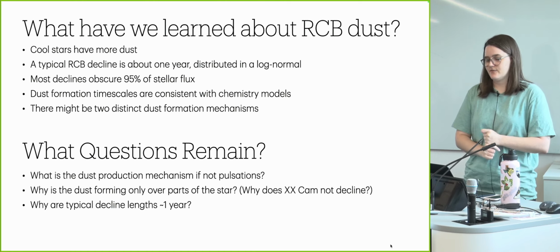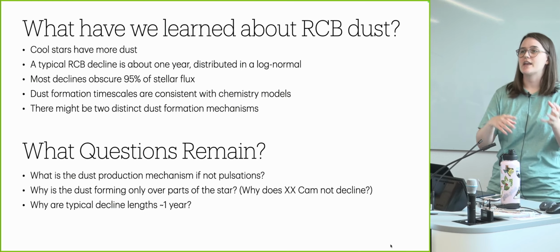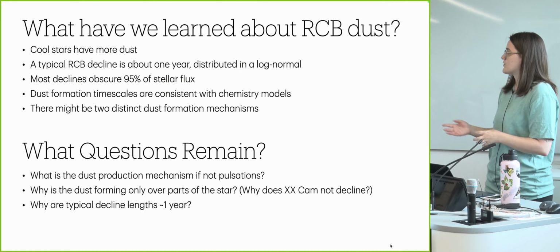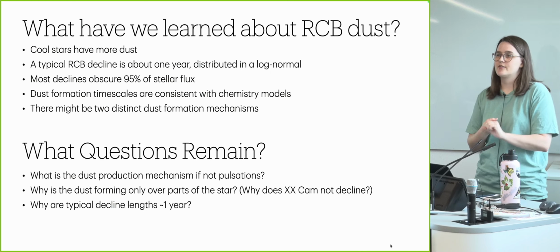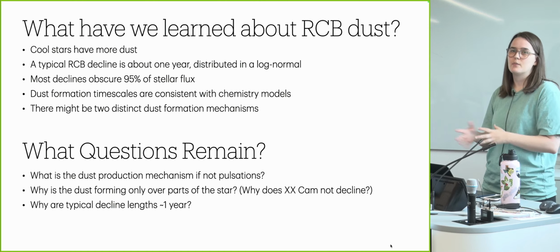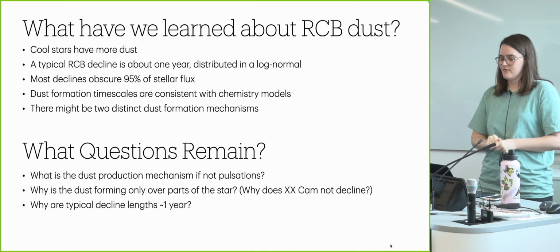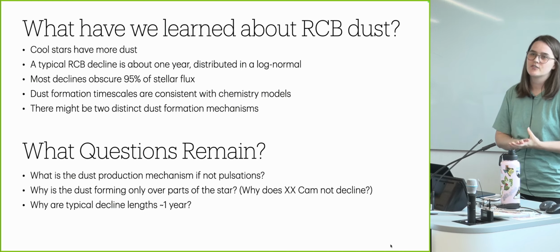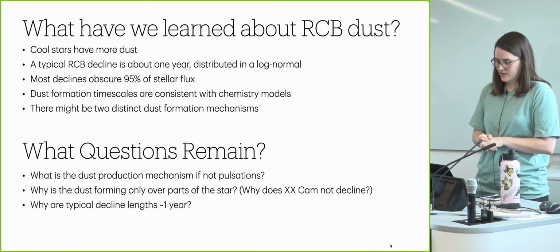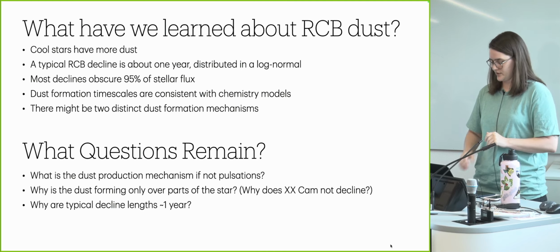And we found that there might very well be 2 distinct dust formation mechanisms based on whether your star is pulsating strongly or not. But many questions remain. Here I've listed only 3. What is the dust formation mechanism if not pulsations? It could be something like the convective cells producing dust, but that's another question. Why is the dust forming only over parts of the star? Why is XX Cam not going into decline all the time? That is not really an understood question. And as I said, why are the typical decline lengths about 1 year? We just don't really know.